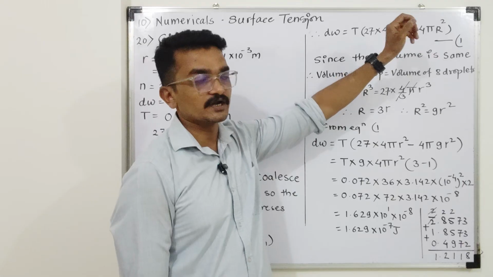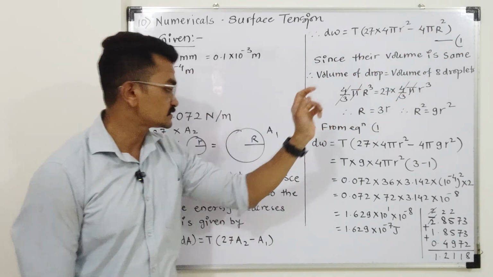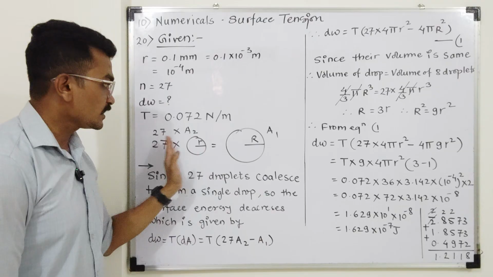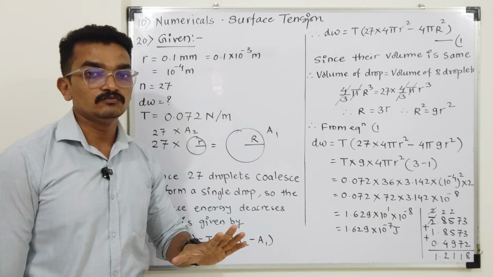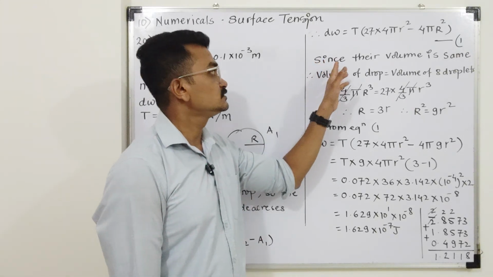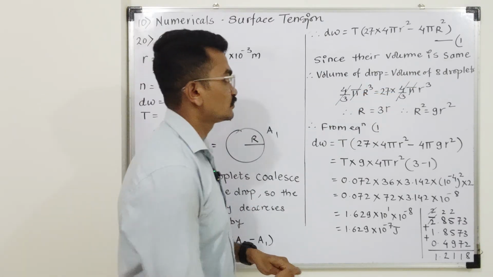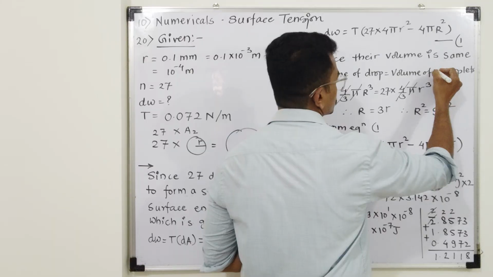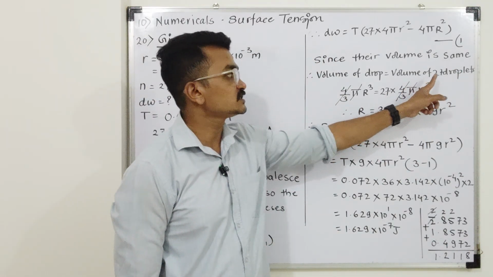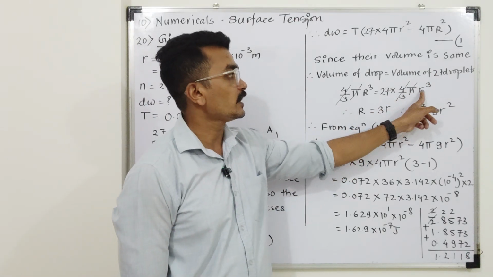The droplets have a smaller radius r, so the surface area is 4 pi r square, minus the drop, which has radius capital R, so its area is 4 pi R square. Since their area has changed but the total volume of the 27 droplets and the drop remains the same, we write that the volume of the drop is equal to the volume of the 27 droplets. So 4 by 3 pi R cube is equal to 27 into 4 by 3 pi into r cube.